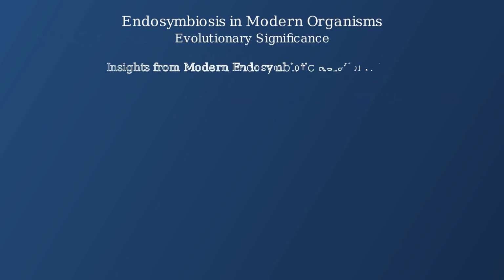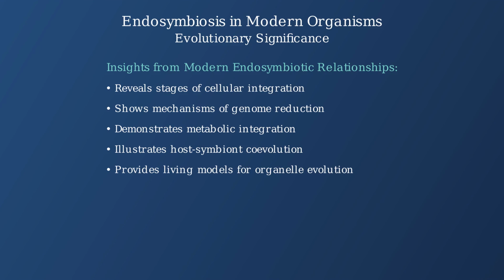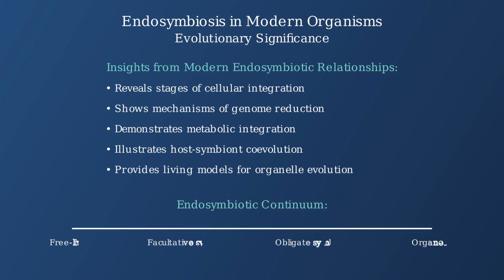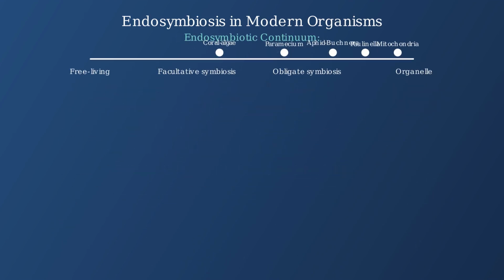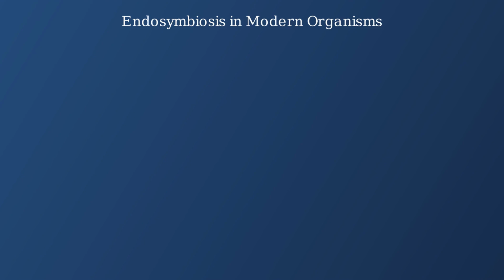These modern examples of endosymbiosis provide valuable insights into how ancient symbiotic relationships led to the evolution of organelles. We can view endosymbiosis as a continuum from free-living organisms to fully integrated organelles. Modern examples represent different points along this evolutionary pathway. By studying these modern relationships, scientists can better understand the processes that shape the complex cells found in eukaryotes today. These living examples serve as windows into the past, illuminating the evolutionary processes that led to the diverse cellular structures we see today.